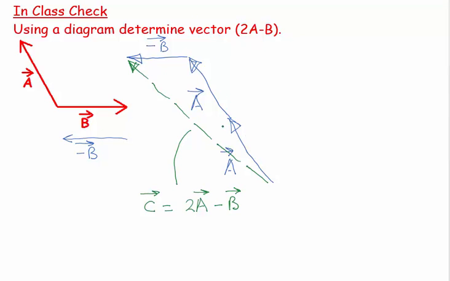And if I did this for real with a ruler and a pencil, I would get quite a decent answer from my graph. If I wanted to know the length of vector C, I could measure it with a ruler. If I wanted to know the direction of vector C, I could use a protractor, and it would be a very decent answer. So there we have it.